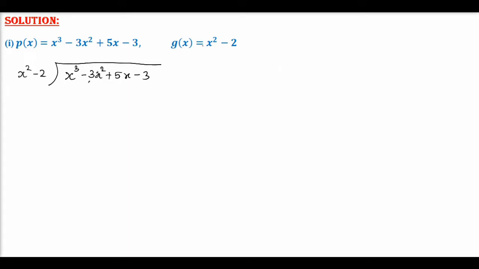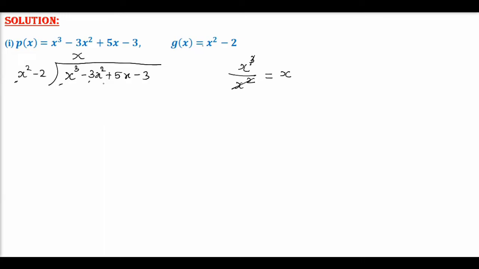Okay, step 2 is you take the first term of the dividend and the first term of the divisor. The first term of the dividend is x cube. First term of the divisor is x square. Let's divide them and get the result. That is the first term of our quotient. So this is the second step of our division algorithm.